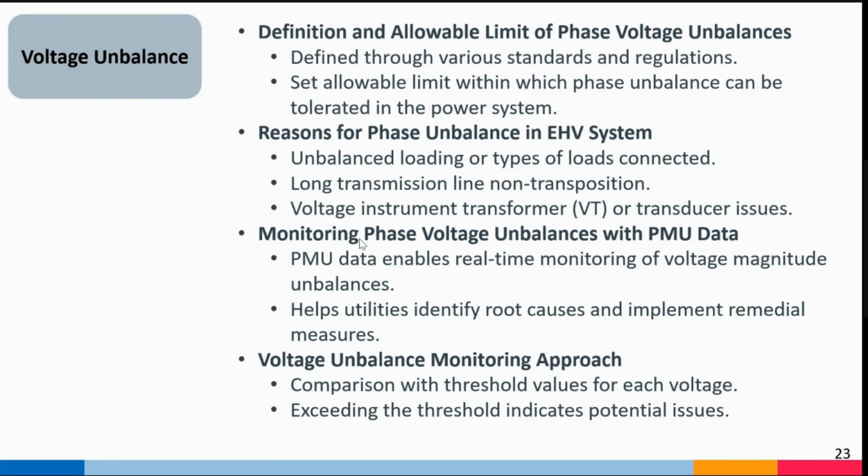However, it is very important for the power system operator to check whether the voltage imbalance is violating the limits or is within the limits. So with the PMU data, we also have the three phase voltages of the system and the three phase currents. With these three phase voltages, we can easily check the voltage imbalance in the system by comparing each voltage with a threshold value. And if it is exceeding the threshold value, it indicates a potential issue.